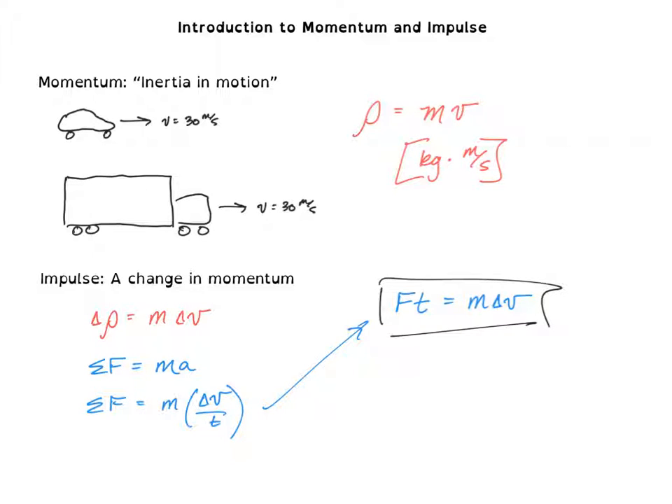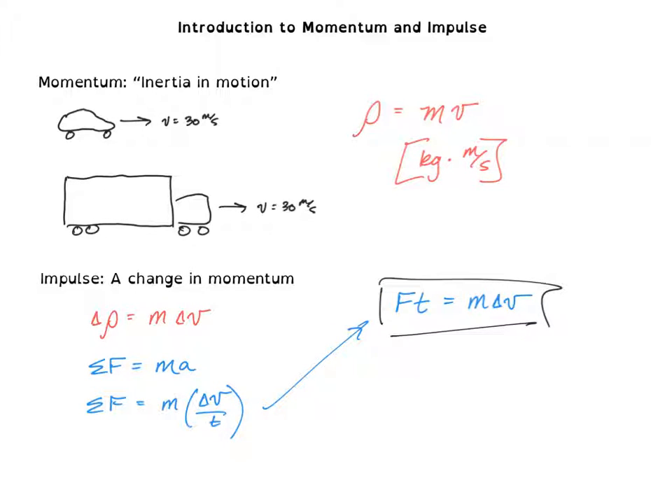This is a huge equation for us in this unit. This is what we call the momentum impulse theorem, where we say that a change in momentum is actually caused by a force applied over a certain time interval. Okay, and we can use this equation right here to help us think conceptually in a lot of different scenarios.